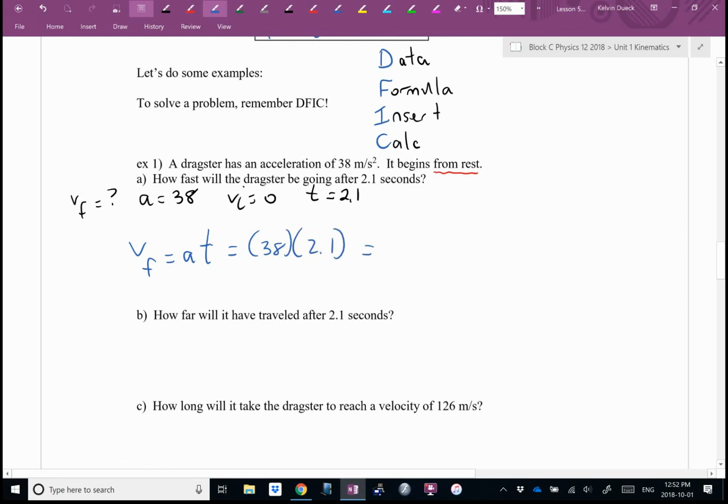I think I can do this in my head. 38 times 2, 40 times 2 is 80. 38 times 2 is going to be 76. It's going to be 76 plus 3.1. 79.1, double check me. 79.8? 7.8. Golly.